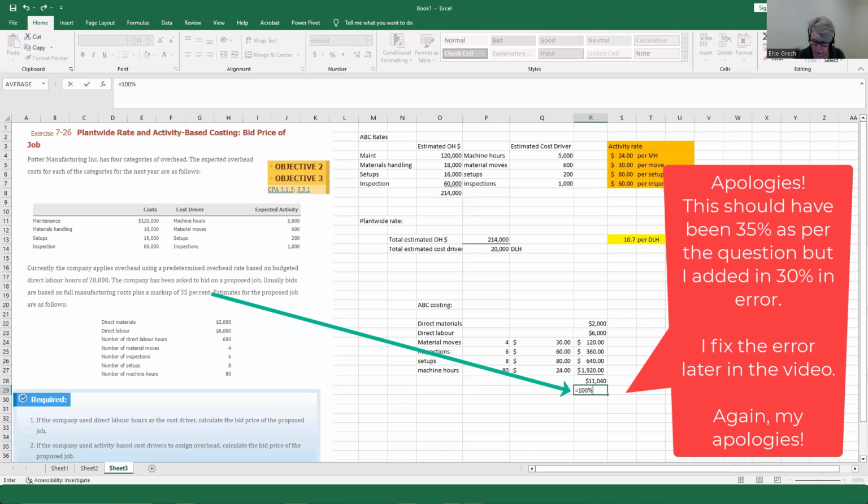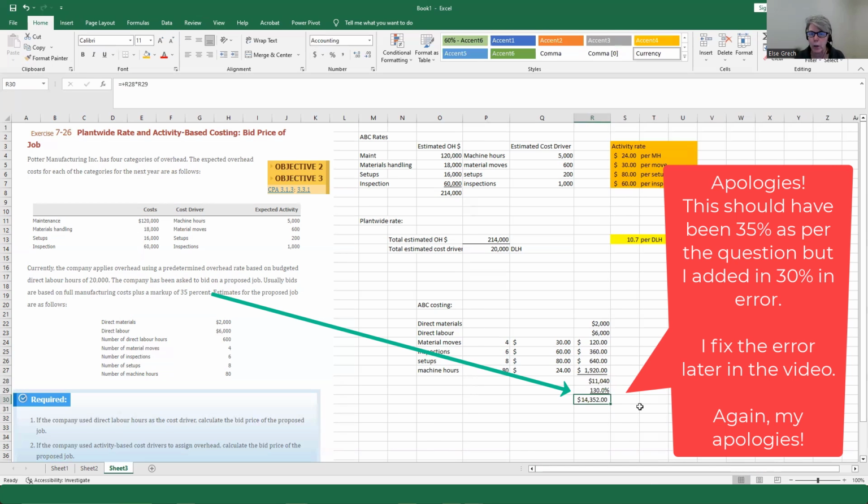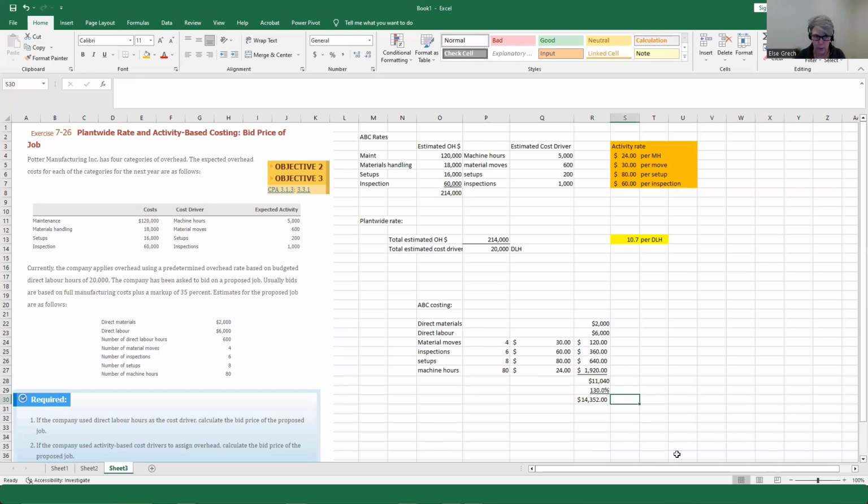If we do a 30% markup, we're going to add in the 100%, and then we're going to add in the 30% markup, right? Because we're going to take cost plus 30%. That's multiplying it by 130%. 11,040 multiplied by 130%. This is the amount we should charge our client. So proposed charge to the client using ABC.